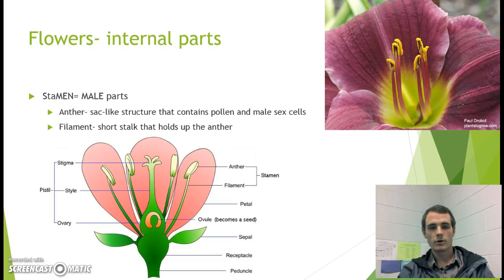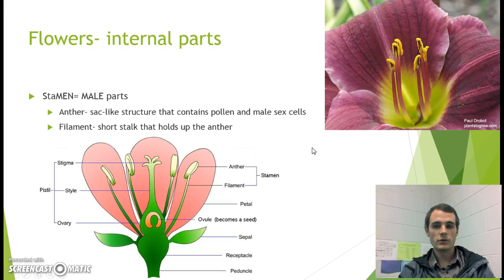So internal parts on a flower. There's the stamen. Think of stamen, it is the male parts of the flower. Alright, so within the stamen there is the anther and filament. The anther is a sac-like structure that contains pollen and male sex cells. As you can tell in this image in the upper right hand corner, that is yellow pollen grains. Those are the anthers right there that hold those pollen grains.